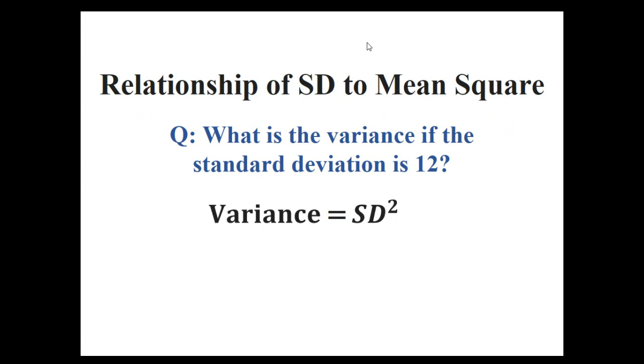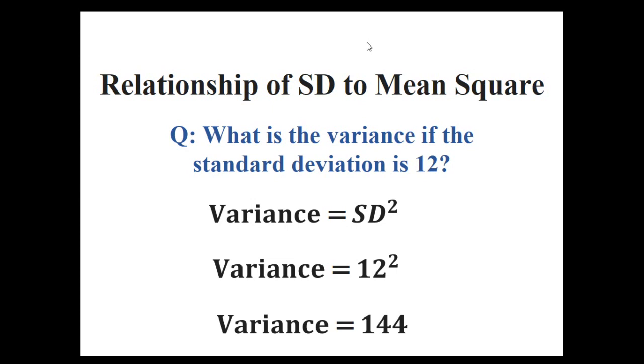Remember, one of the formulas I showed you a minute ago says the variance is equal to the standard deviation squared. So in this example, we said that the standard deviation is 12. So we substitute 12 for the standard deviation, and 12 squared is 144. So the variance is equal to 144. Now, you want to learn these two formulas and use them so you can easily turn the standard deviation into the variance, and the variance into the standard deviation.